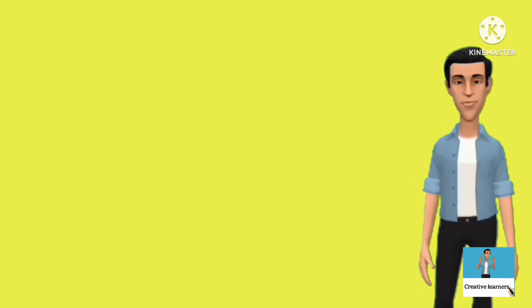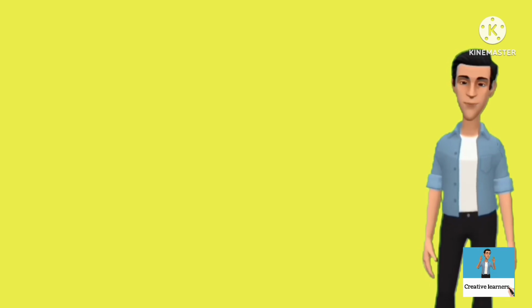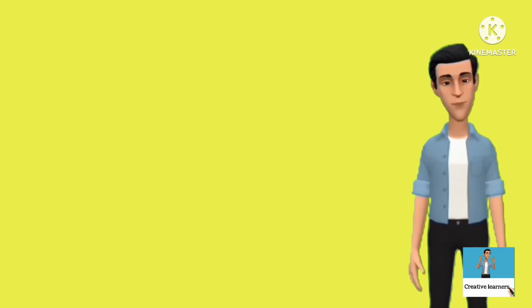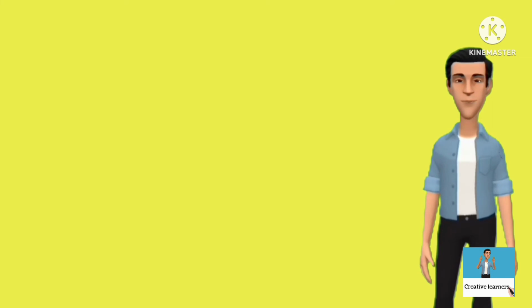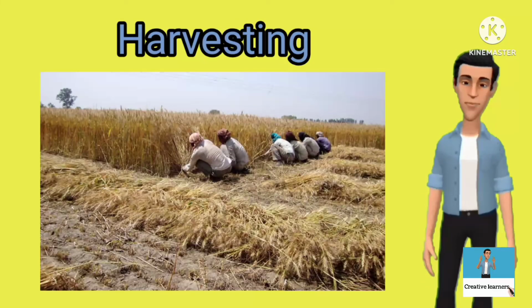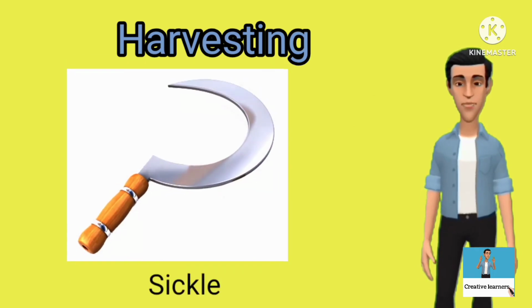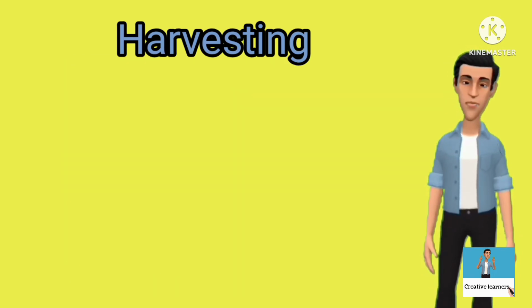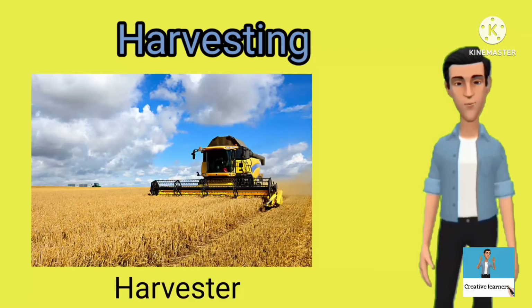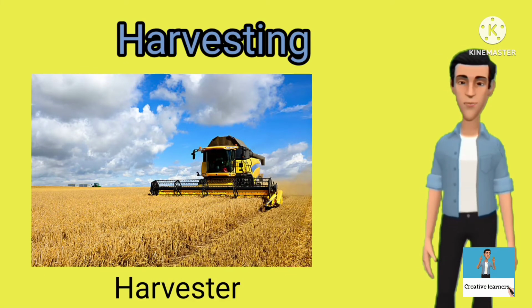So buddies, when your crop is ready, it's time to harvest it. Our next topic related to that is harvesting. Majorly this is done by a manual tool called a sickle. And there is a machine called a harvester which does this work mechanically.